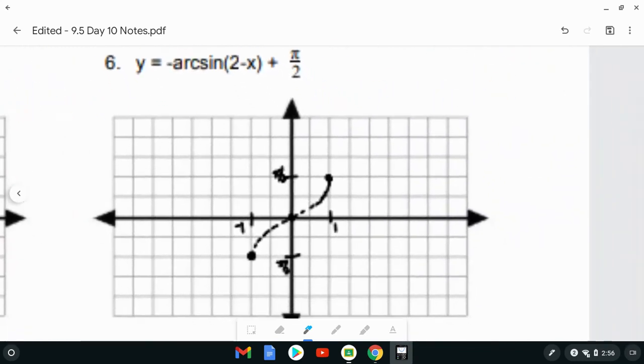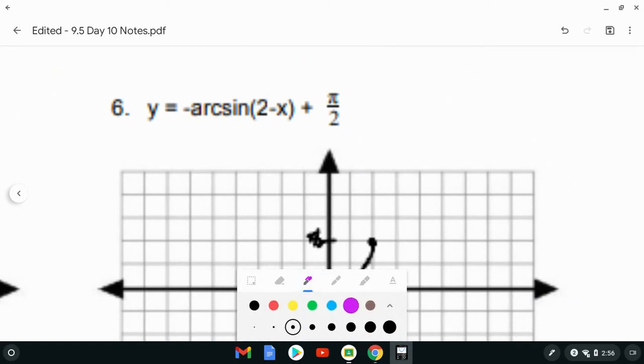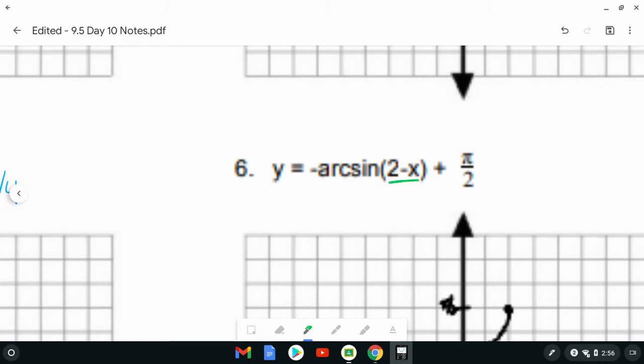Last one here. Be careful with it. Again, this one, we got to be careful because when we draw this out, remember you have to change the order, put this in standard form. So we have y equals negative arc sine. Switch the order and factor out a -1. So we have -1 parentheses x minus 2 plus pi over 2. So there's a lot going on here.